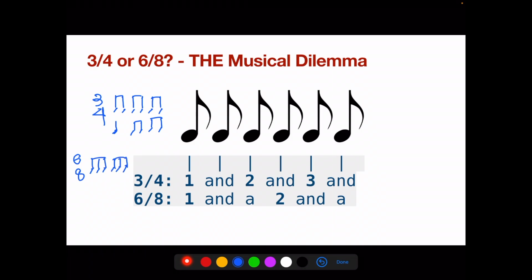because only then it gives that 6/8 feel, right? We have 1 and 2 and 1 and 2 and. But for 3/4, even though it's 6 eighth notes, we count it differently. We count 1 and 2 and 3 and 1 and 2 and 3 and. Okay, so make sure that you're clear about this.